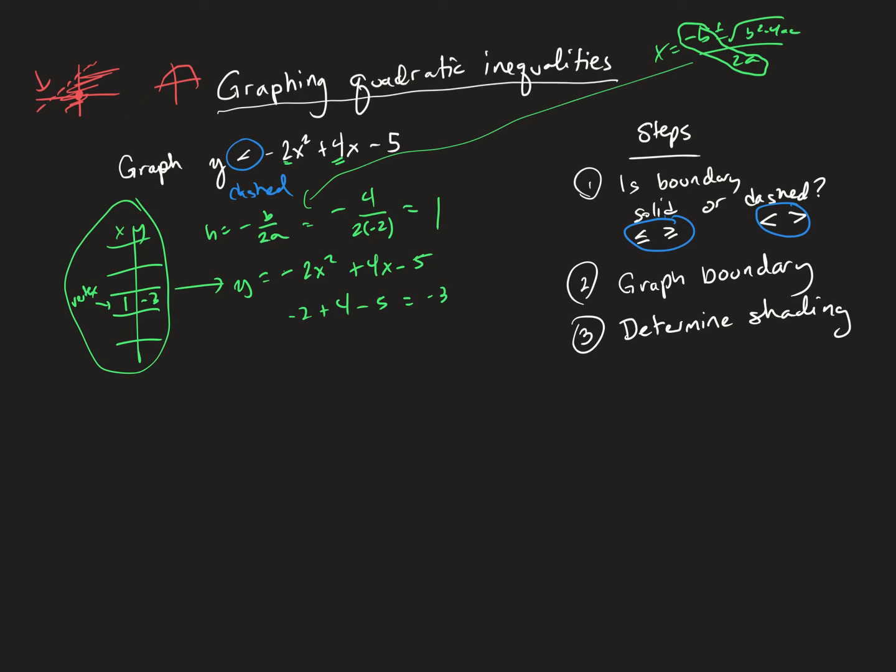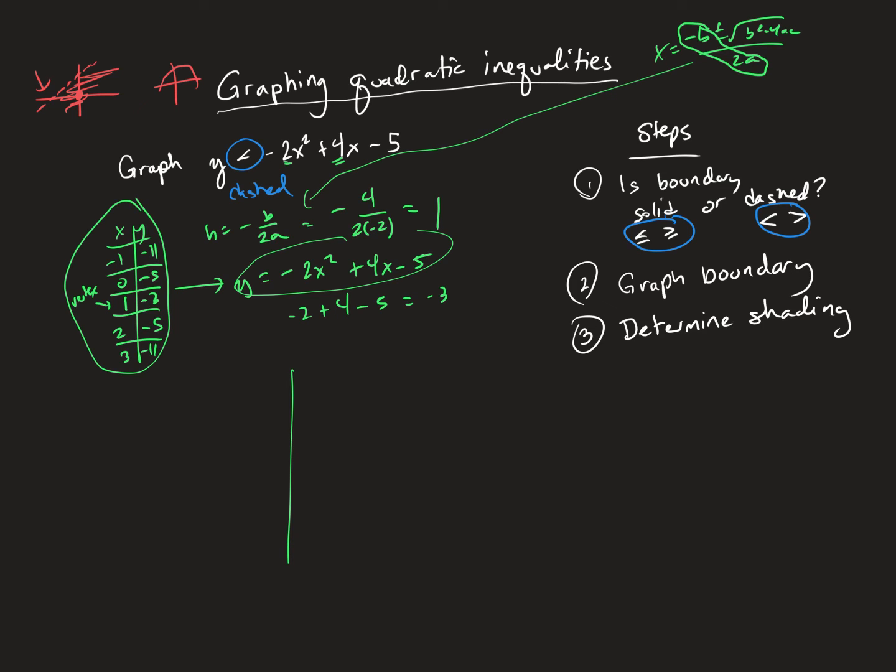So now I want numbers that are around 1 to plug in. So I'm going to do 0 and negative 1, 2 and 3. And I would do the same sort of thing, plug them into the equation to see what values I get. So when I plug in 0, I get negative 5. When I plug in 2, I get negative 8 plus 8, which is 0, minus 5. When I plug in 3, I get negative 18 plus 12, which is negative 6, minus 5, which is negative 11. And when I plug in negative 1, I get negative 2, minus 4, which is negative 6, minus 5, which is negative 11.